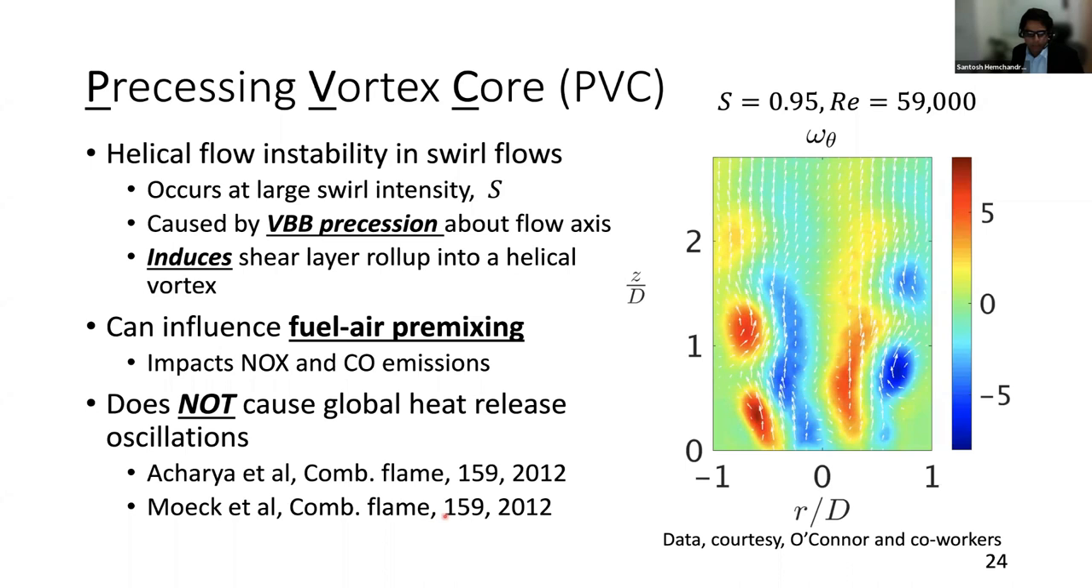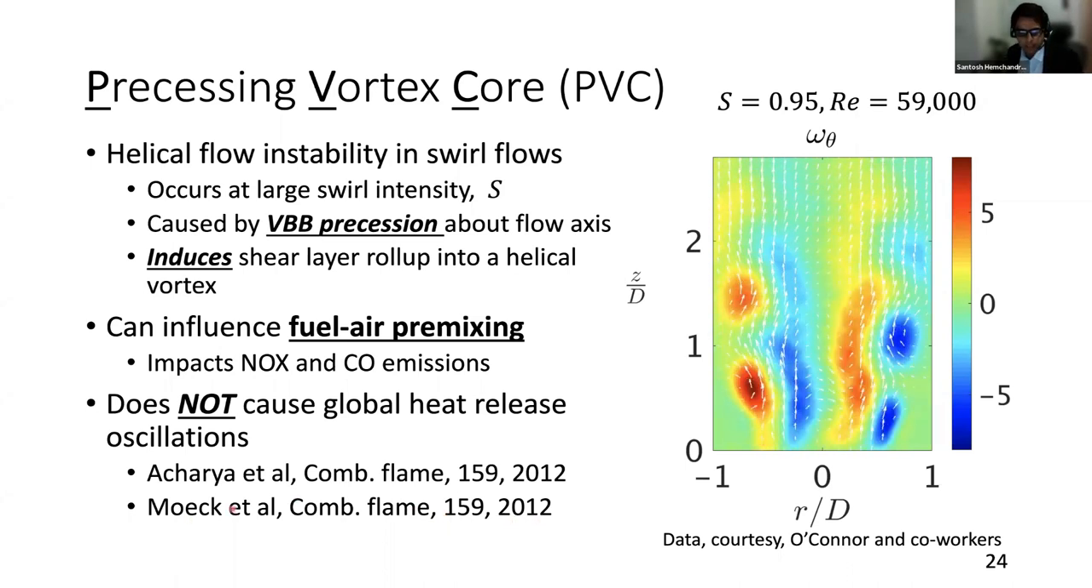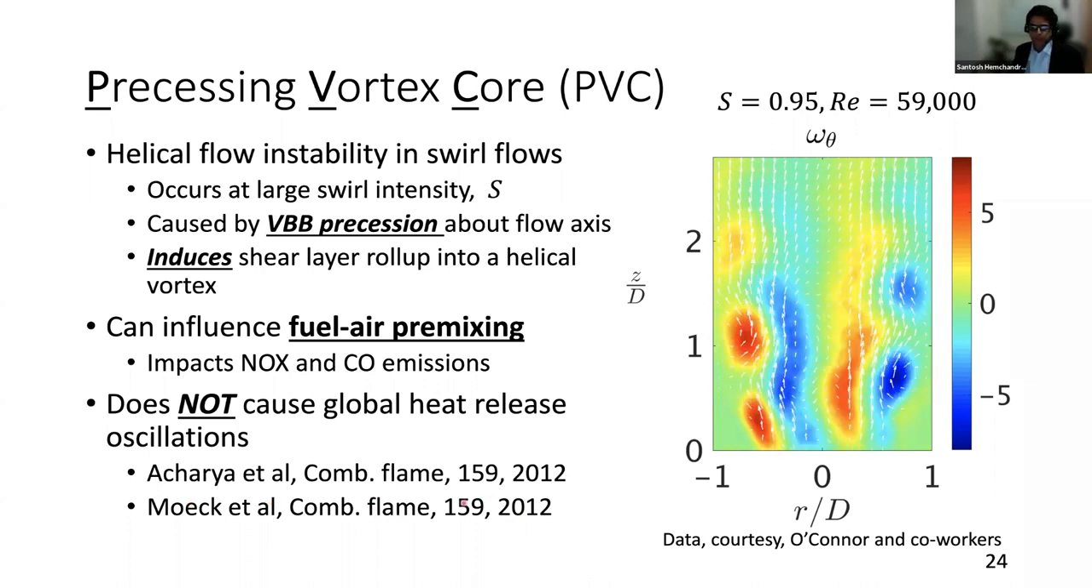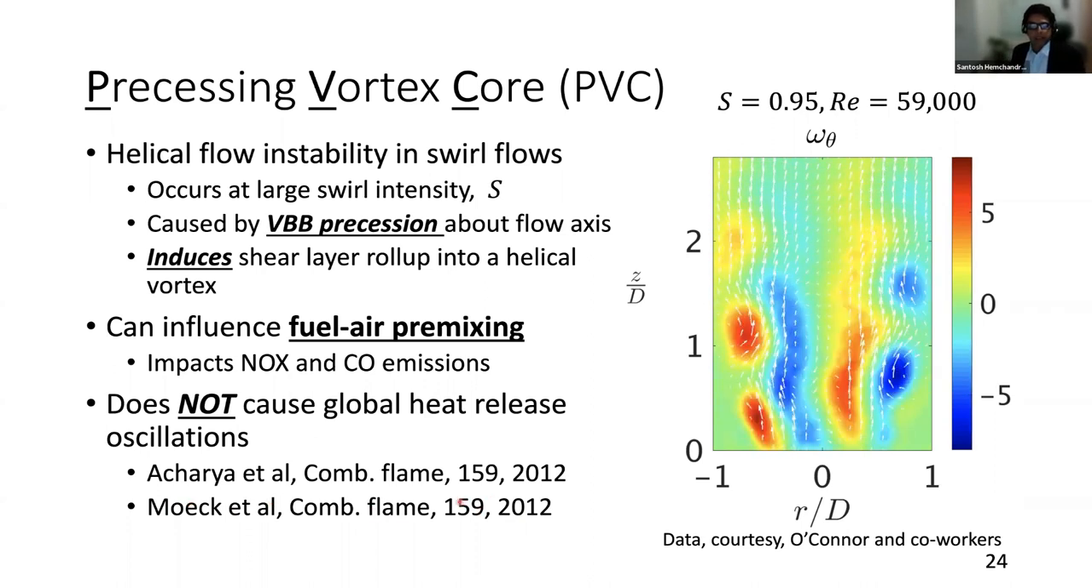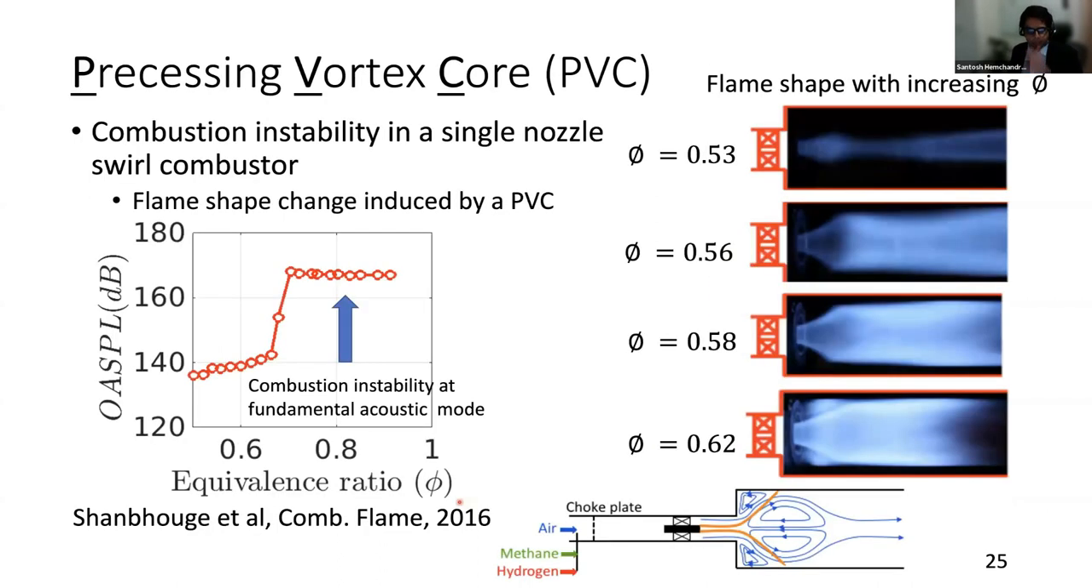And this was shown theoretically by the Lewin group, and it was called out experimentally in this paper in 2012, but some of Isaac's earlier data also shows that the PVC does not excite heat release oscillations. So why is it important? Why are we interested if it doesn't do heat release oscillation?